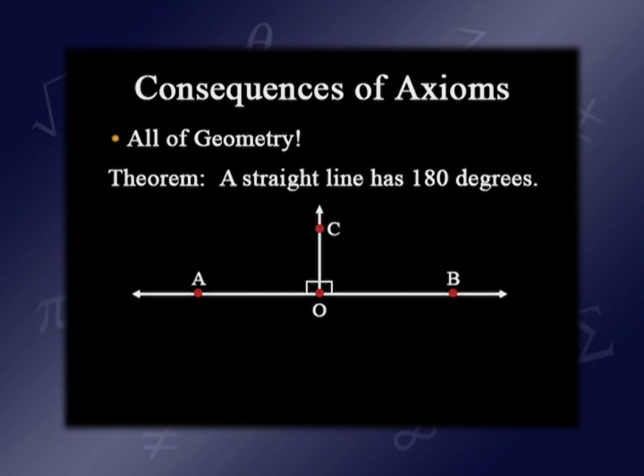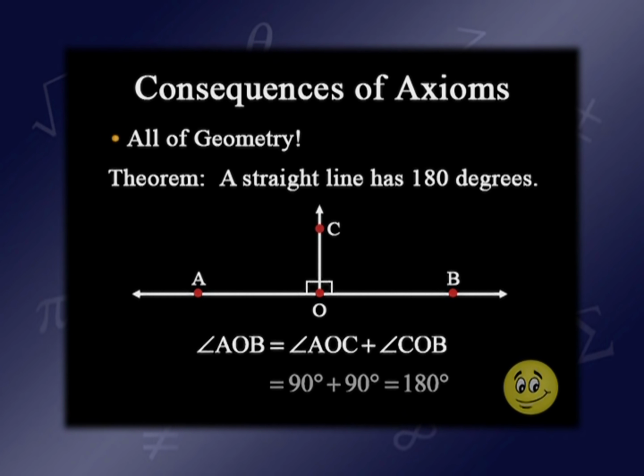Let's bisect that straight line at a right angle. So there we go, from O to C. The line that bisects that line is called a bisector. And now the angle AOB can be obtained by taking the angle AOC plus the angle COB. Since both of those angles were right angles, the fourth axiom says that each of those angles has 90 degrees. When you sum 90 degrees plus 90 degrees, you get 180 degrees.